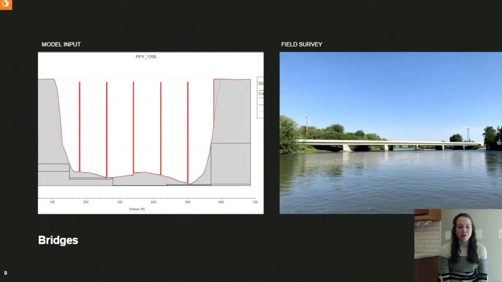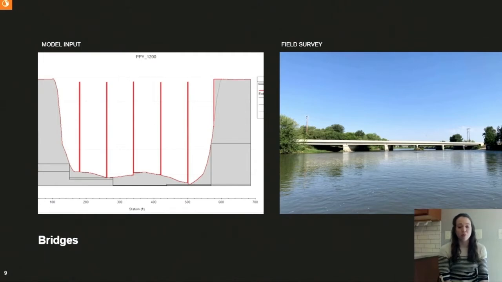Significant structures were added to the model with connections in the 2D domain. Bridges cannot be directly modeled in the 2D mesh with HEC-RAS version 5.0.7. This capability has been added to HEC-RAS 6.0, but this model was developed before the beta version was released.